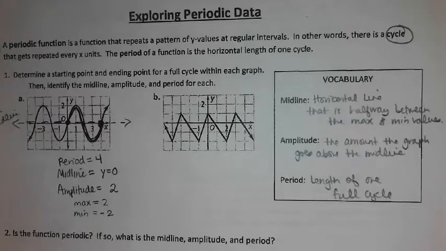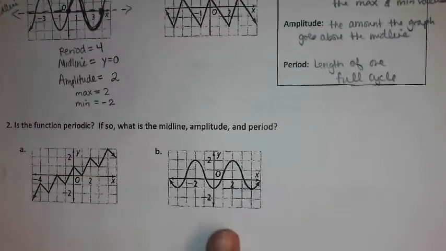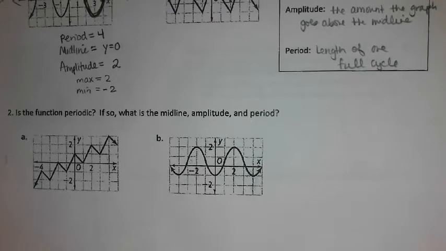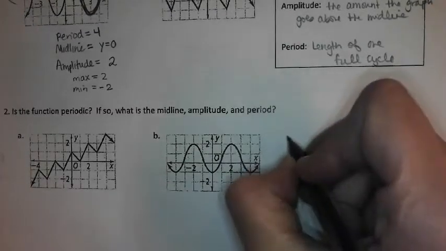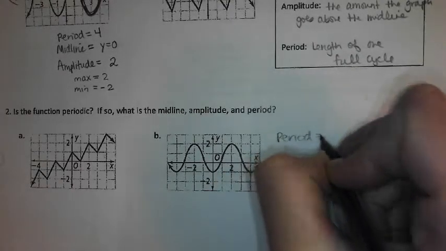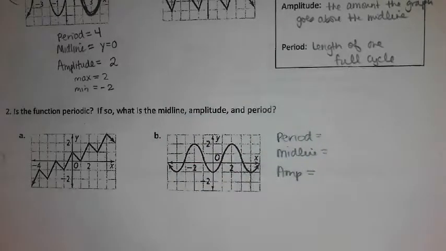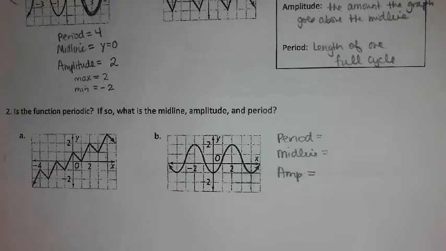I want to jump down to B on the next section because it's more like a sine and cosine curve. Okay, so the 3 things we have to figure out are the period, the midline, and the amplitude. Period, midline, amplitude. So, where do you want to start your cycle? Let's just all get on the same page. Give me a point to start my cycle at.